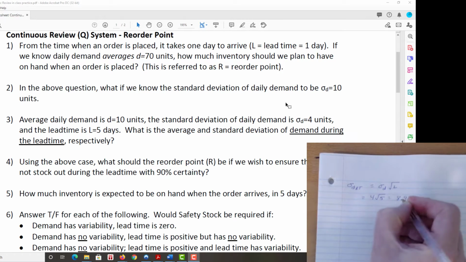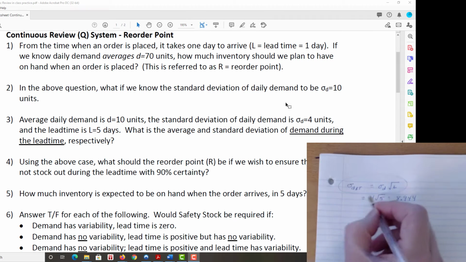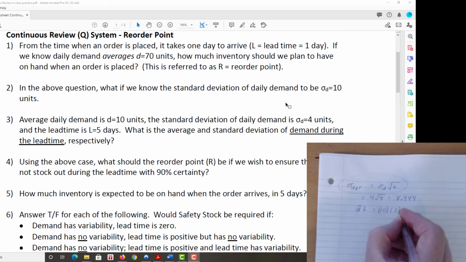Okay, so that part's not so bad, right? We just understand this is what they're asking for when you see demand during the lead time, respectively. What's the average demand now? That's just D bar L. Simply 10 times 5, and that's 50. So the whole idea here is not that the calculation is very difficult. The calculation is quite simple. But just getting used to connecting what exactly is being asked with the calculations that we know.